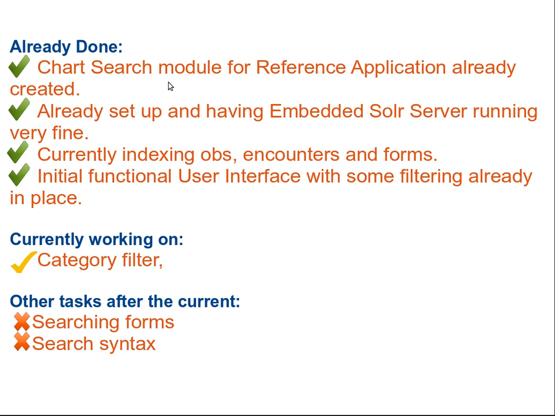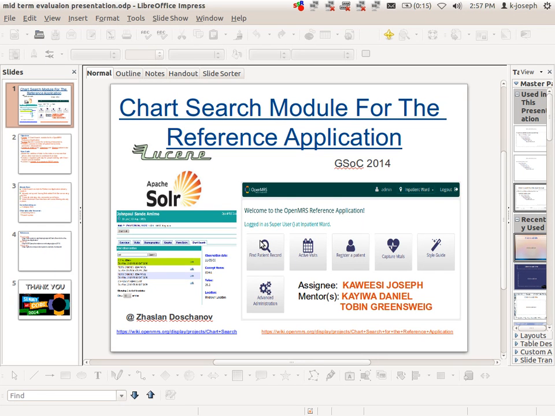So far, we have a chat search module for the reference application that has already been created. We have already set up an embedded Solr server, and it's running very fine. Currently, we index observations, encounters, and forms, and we also have an initial functional user interface with some filtering already in place. The current task which I'm now developing is category filters, and that is what I'm going to demonstrate.